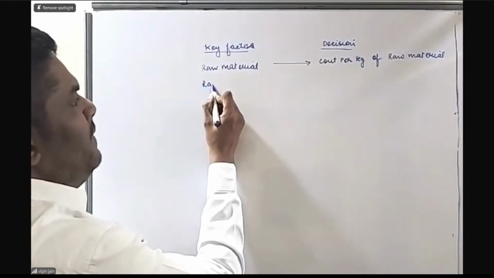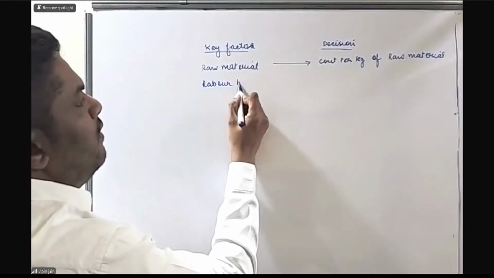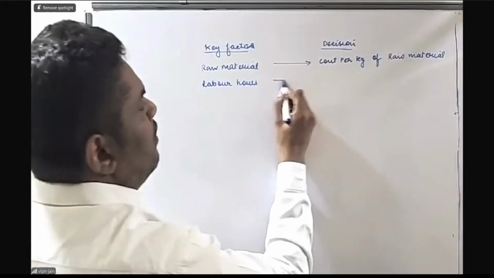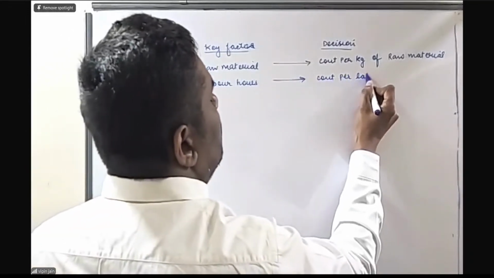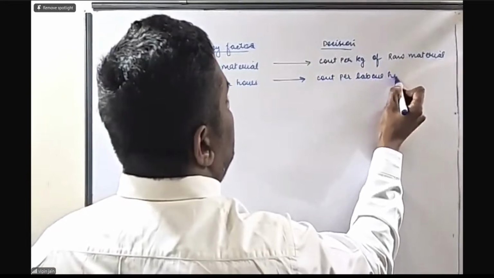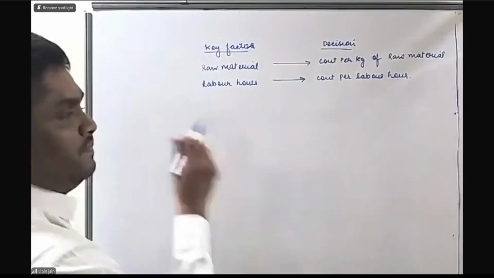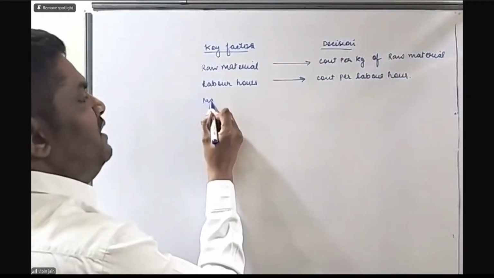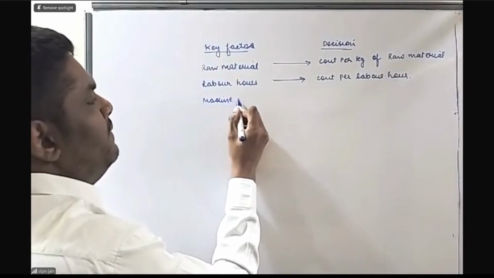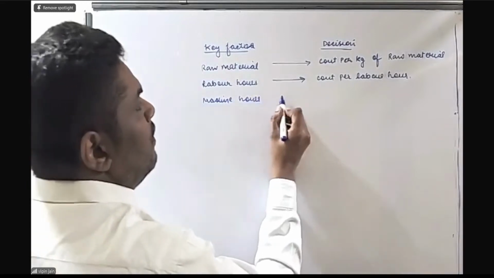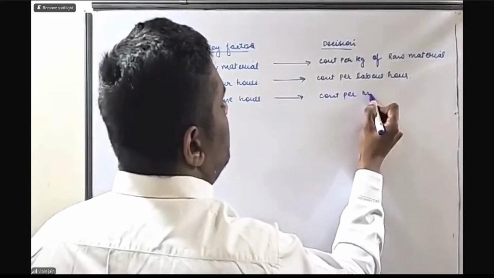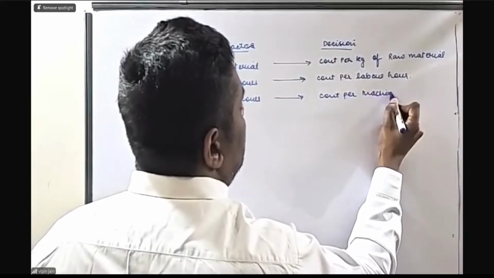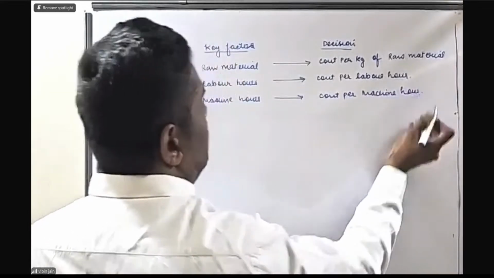Let's say if the labor hours are the key factor, contribution per labor hour. If machine hour is my key factor, we have limited machine hours, contribution per machine hour.